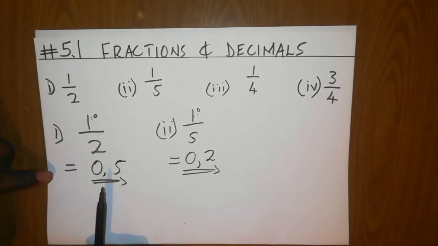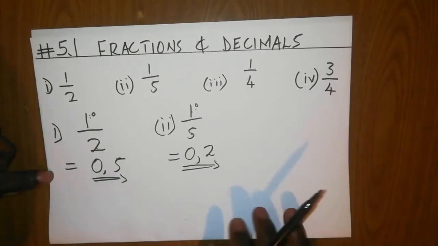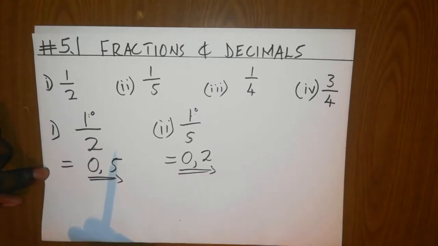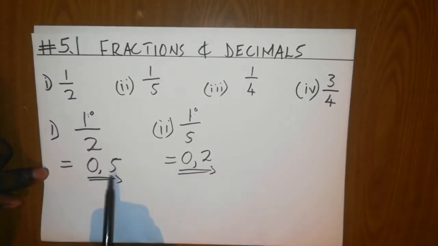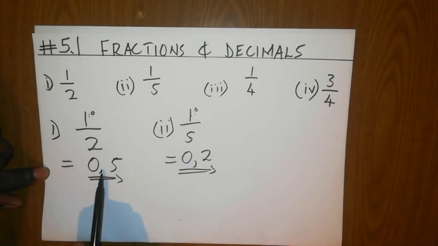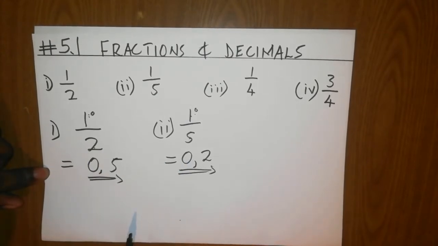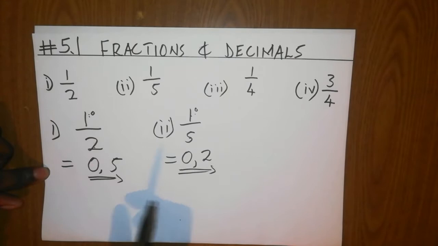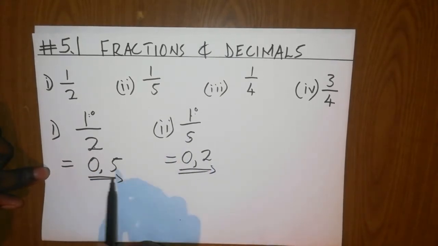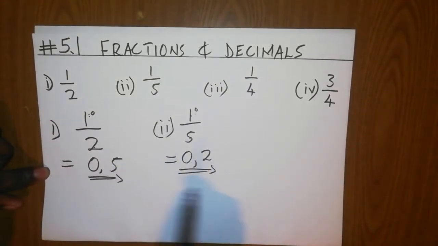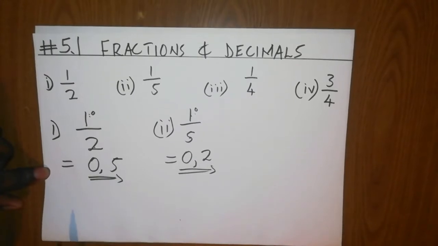Fine. These are called terminating decimals. We have two types of decimals. The first one, this one, is called a terminating decimal. What is a terminating decimal? A terminating decimal is a decimal that can end. If I say it can end, it means that you simply divide it. It's not recurring, so it's called a terminating decimal.